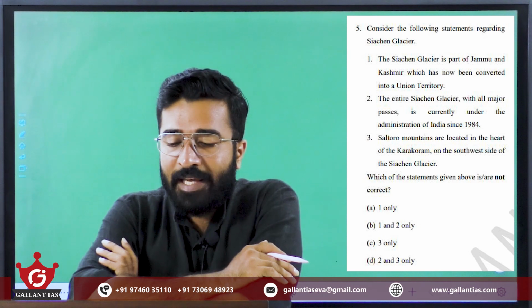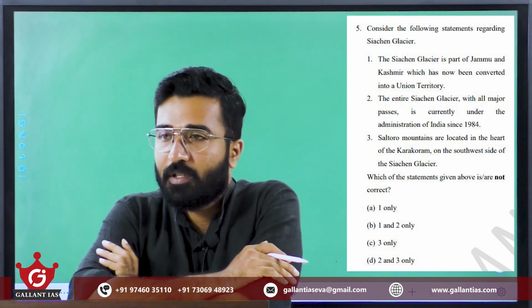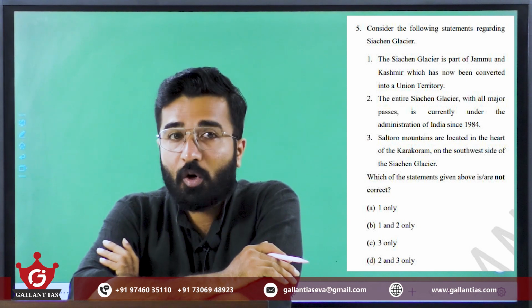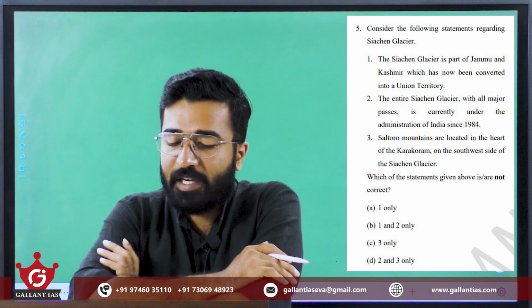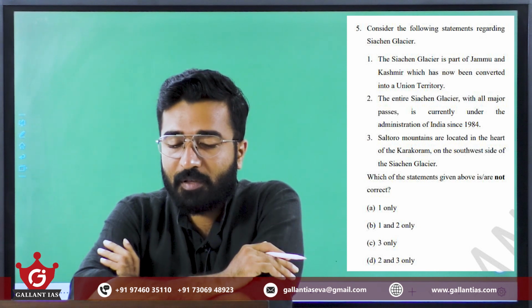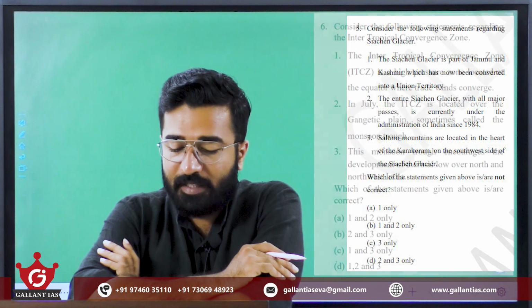Then, entire Siachen Glacier with all major passes is currently under the administration of India since 1984. Which was the operation? Operation Meghdoot. Then, Saltoro Mountains are located in the heart of Karakoram on the southwest side of Siachen Glacier. I have shown that map as well. So 2 and 3 are correct. They have asked for not correct. So A is the answer.